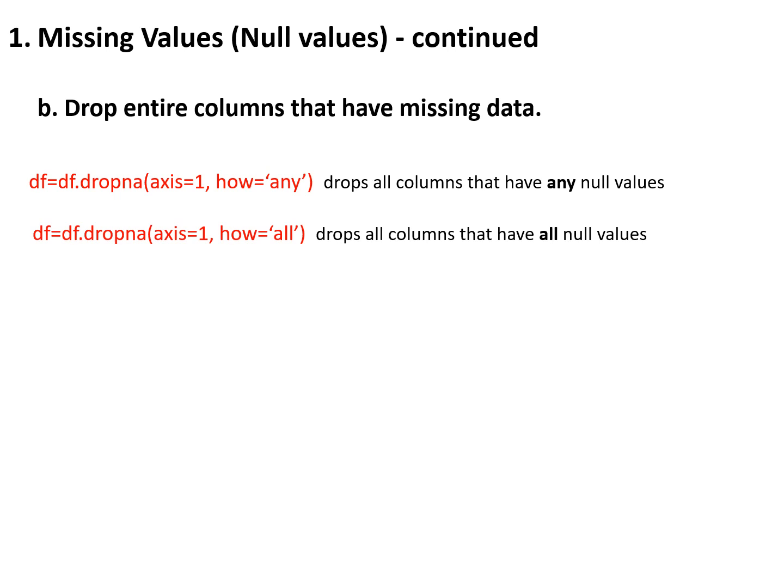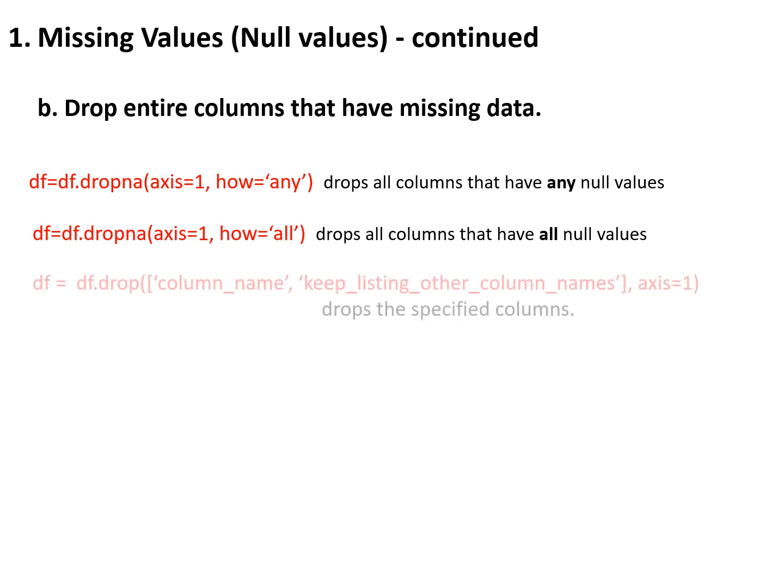But here's one where it's going to drop all columns that have all null values. So if there's a column that has nothing in there for any row, everything is null, well, it definitely makes sense that we probably don't even want that. So this might be something you want to do. If you say how equals all, then it'll drop any columns where all of the values are null.